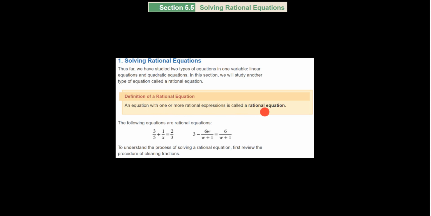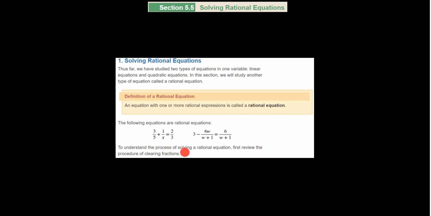All right, so that makes sense, right? An equation with one or more rational expressions is called a rational equation. So we have three rational expressions, therefore we have three rational equations. Same thing here, right?